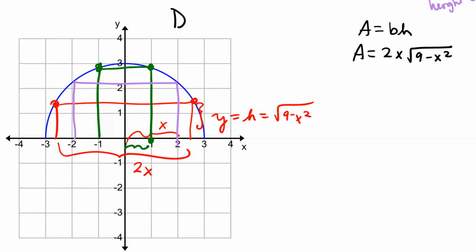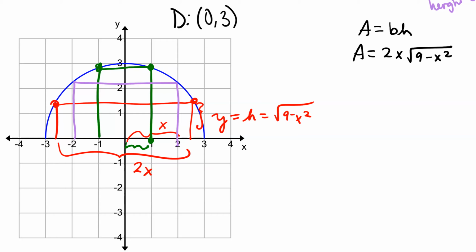What's our domain? 0 to 3. Why is it 0 to 3? To get x. From the origin to our right point, because we know it's just going to be reflected across.